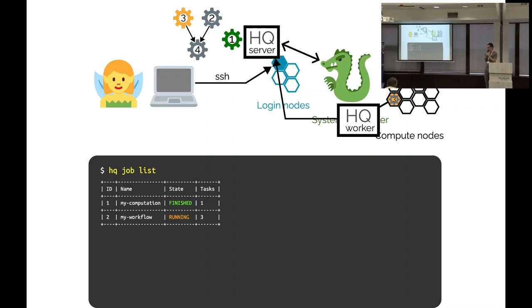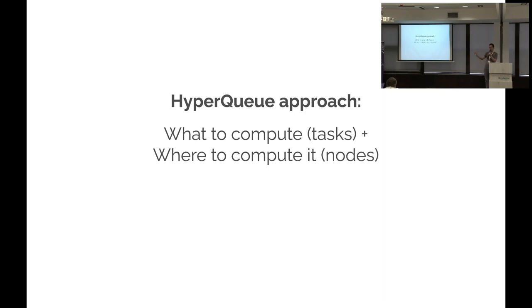OK, so now we saw what this workflow looks like with HyperQueue. To sum up this approach, HyperQueue allows you to define what should be computed, and it allows you to provide the computational resources, but it does this in a completely disentangled way. So essentially, you just say what you want to compute and where the resources are, and let HyperQueue take care of all the mapping and scheduling and load balancing. You don't need to think in your head about how to create this Slurm command to map this specific task to these specific nodes.